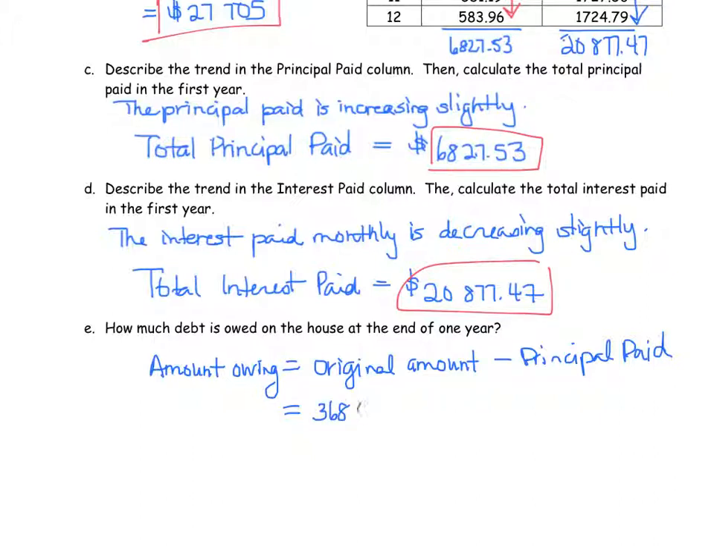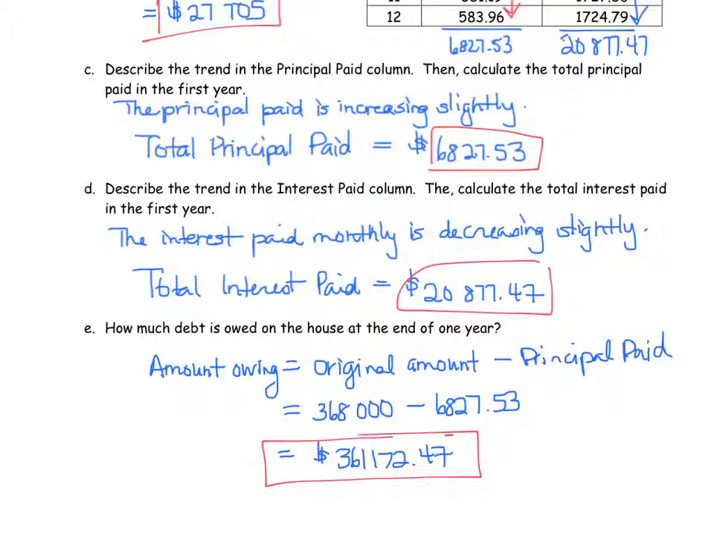So $368,000 was the original amount of this mortgage. Subtract the principal that we've paid from Part C, $6,827.53. So the amount left owing is $361,172.47. And that concludes this lesson.